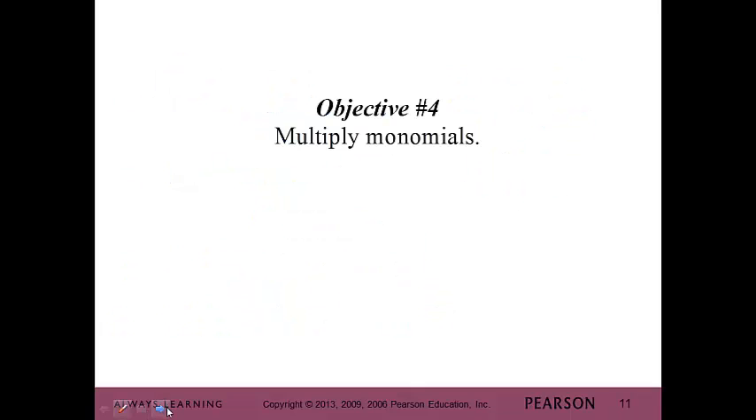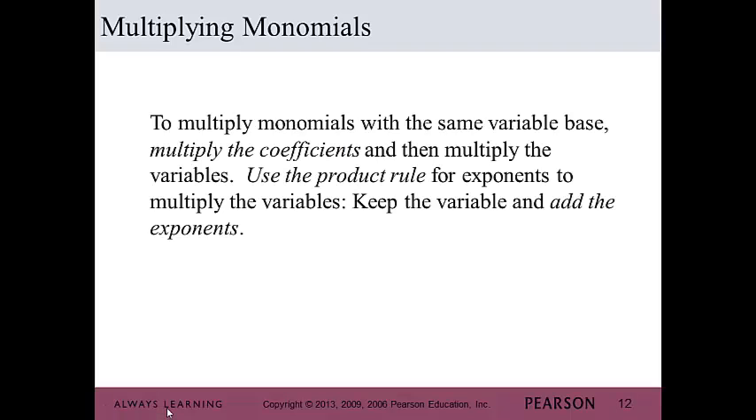Fourth objective is to multiply monomials. So when we're multiplying monomials with the same base, we're going to multiply the coefficients together and then multiply the variables. When we multiply the variables, we're going to end up using the product rule. And remember, the product rule was to keep the base, which is your variable, and add the exponents.